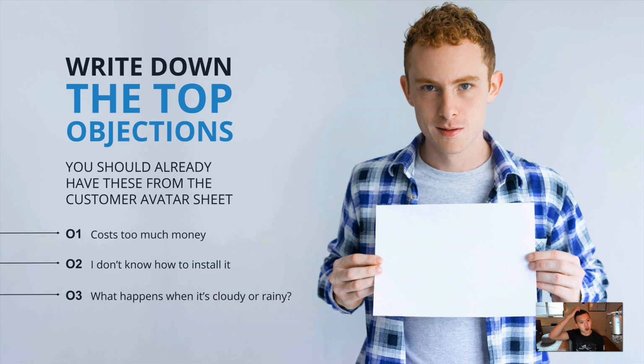So once again, write down the top objections. When it comes to solar energy, here are 3 examples. Number 1, man, this dude looks kind of creepy. He's a little intense with his gaze here. Number 1, it costs too much money. Number 2, I don't know how to install it. Number 3, what happens when it's cloudy or rainy? These are objections that if we don't answer, then someone might not sign up.